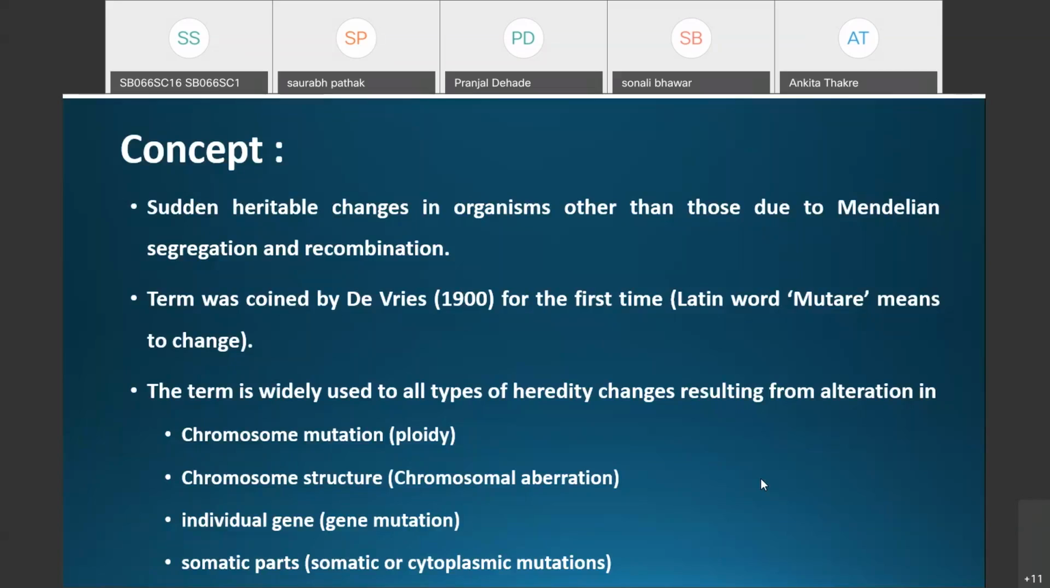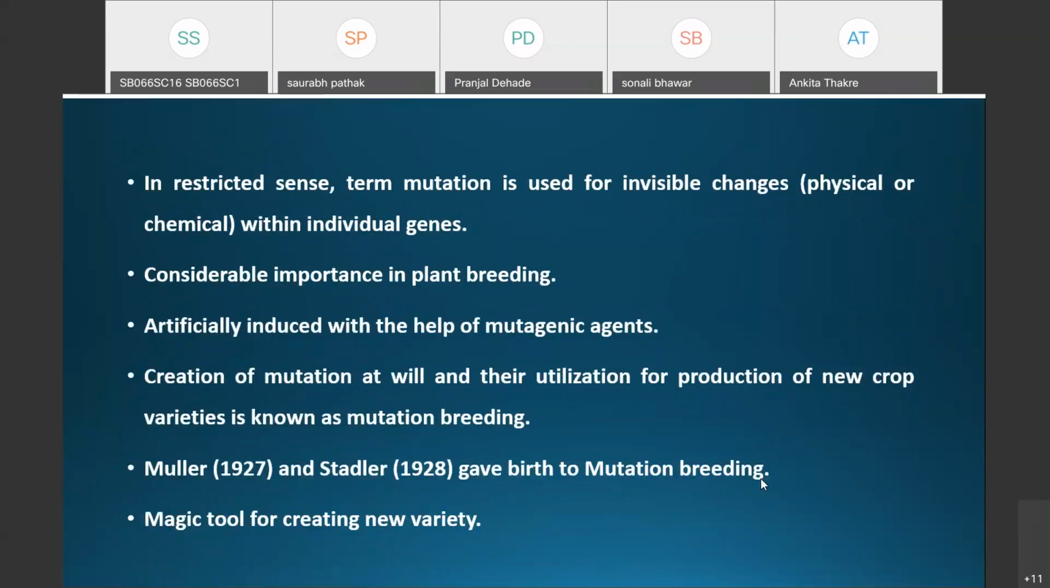Generally nowadays, the term mutation is widely applied for the hereditary changes which occur mainly due to alteration in chromosomal number, chromosome structure, or the individual gene or the somatic parts. But in restricted sense, the term mutation is used for the invisible changes, whether they may be physical or chemical, within the individual genes.